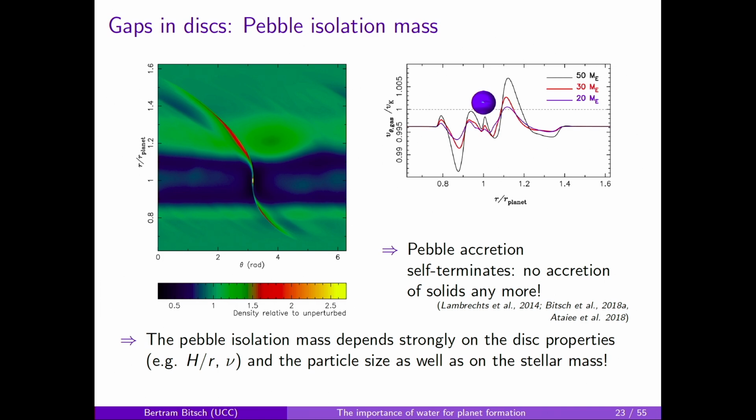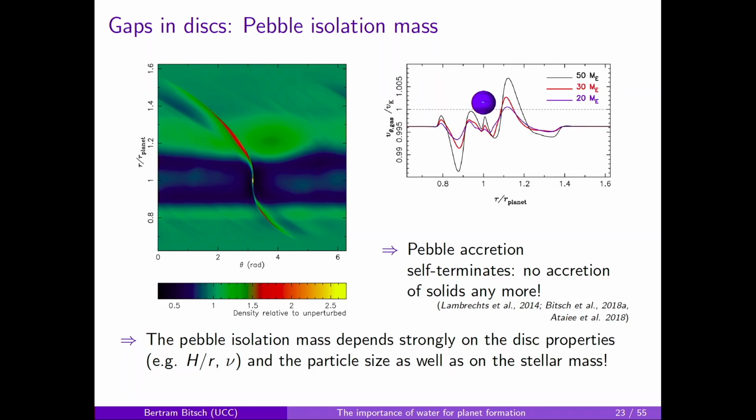But if our pebbles are up here and our planet is here, these pebbles cannot be accreted onto the planet anymore. And this means at some point the planet becomes so big, it starts to open a gap, and then pebble accretion self-terminates. So you cannot accrete the solids anymore. This whole process depends very strongly on the properties of the disk, like the aspect ratio, also the viscosity of the disk, but it also depends on the particle size as well, because we saw that the particles with different sizes drift differently through the disk. So the small micrometer sized grains could actually still make it through, but their contribution to the growth is very, very small, and it also scales with the stellar mass.